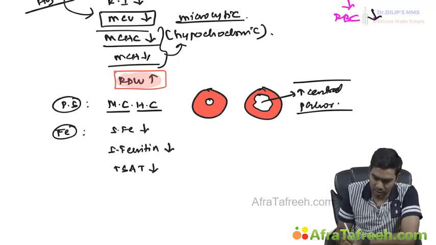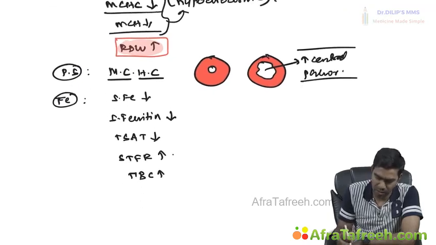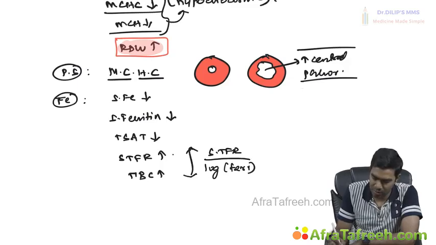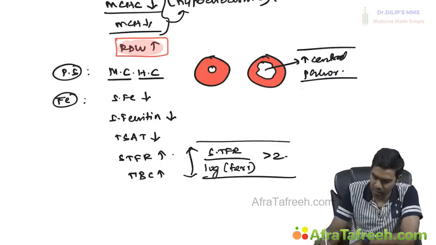At the same time, your transferrin receptor will be increased, your TIBC will be increased, and one more important thing is your serum transferrin receptor to log ferritin ratio will be more than 2. Very, very important. This is a very important thing as far as the exams are concerned.